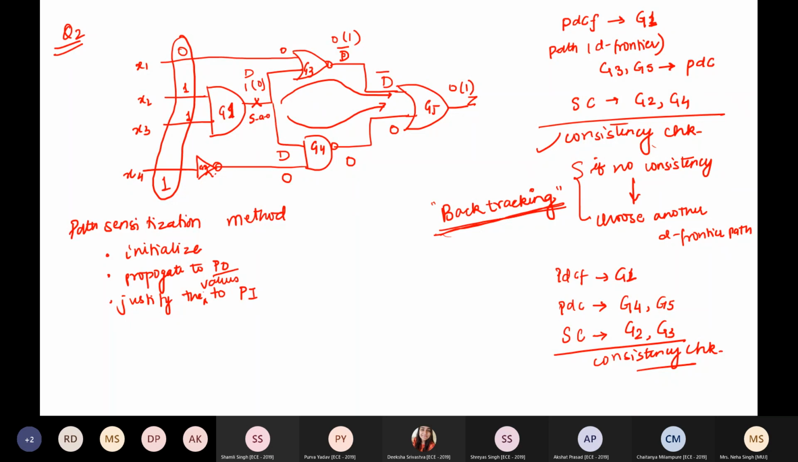Now you can practice for all the 4 circuits for all the 3 algorithms. The D algorithm, the Boolean difference, and the path sensitization method. I hope it will not be a problem anymore. If you have problem, you can ask me personally. Anything else here in ATPG?